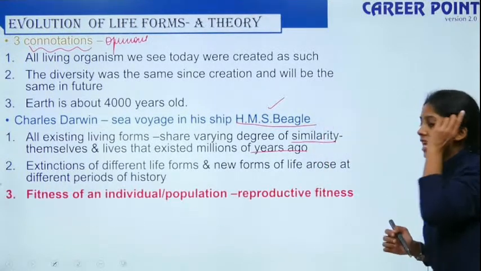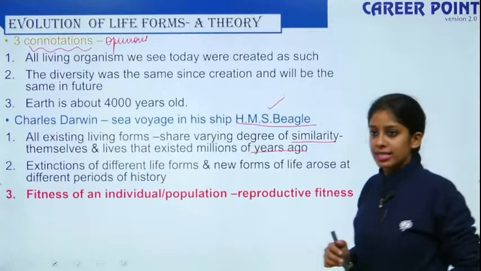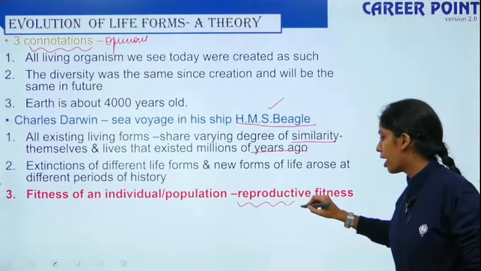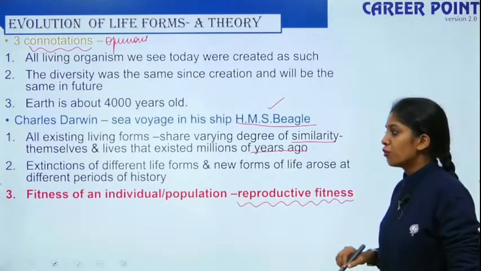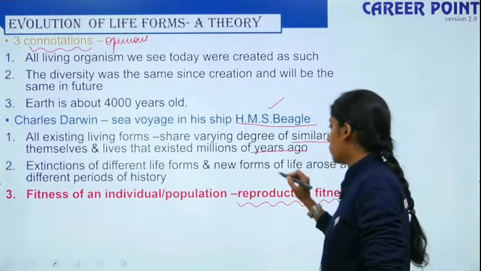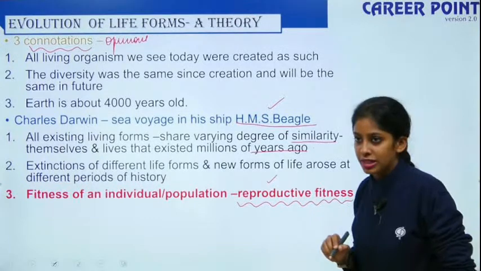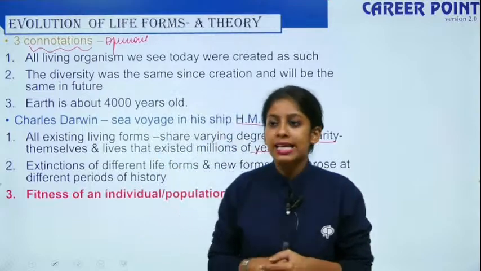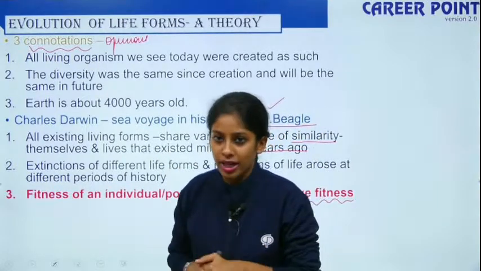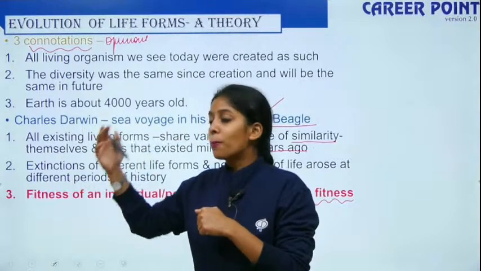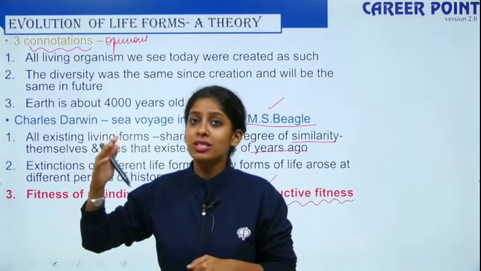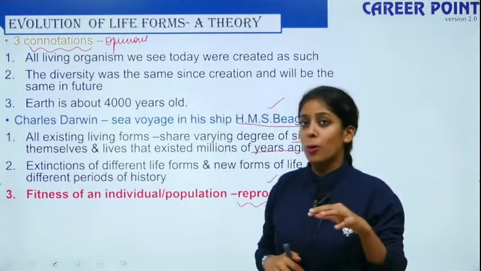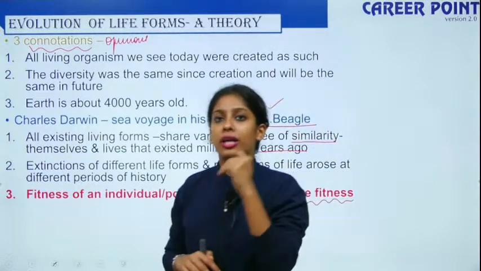So this was his second conclusion. The third conclusion is that fitness of an individual or a population depends mainly on reproductive fitness. If I say this particular group of elephants are fit enough, it means they are able to reproduce properly. Only if they reproduce, their population will survive and sustain for many generations to come, right? So when I say this population is fit enough, it talks about the reproductive fitness.